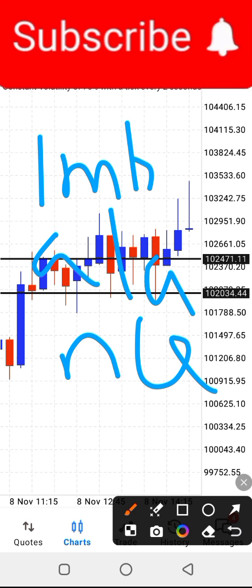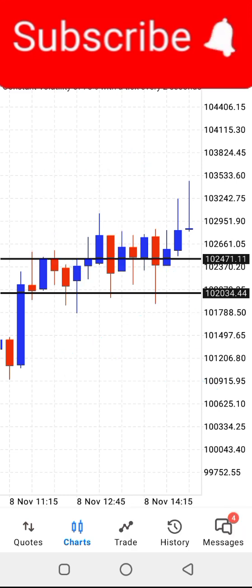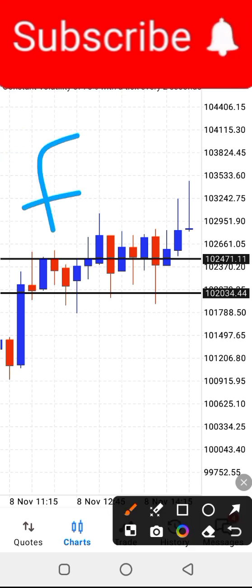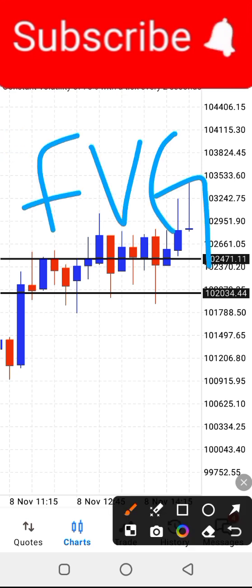Now, the majority of traders out there actually think imbalance and fair value gap mean the same thing, okay? So you are going to understand the difference between them. They are similar, but they are not the same. The thing is, every fair value gap is an imbalance, but not all imbalances are fair value gaps, okay?